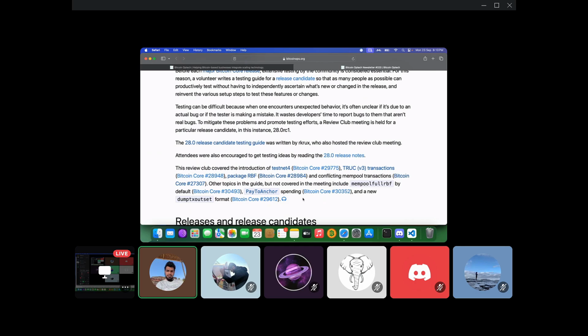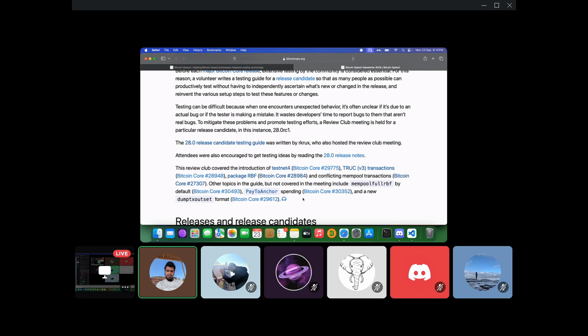All right, so generally what happens is in review clubs, a specific PR is taken and that PR is reviewed and tested. But what happened in this case is that because Bitcoin Core's next major release is going to be version 28.0, and it has a lot of features, an entire testing guide was created by a volunteer for the release candidate of 28.0 so that major features of this release candidate can be tested by a group of people.